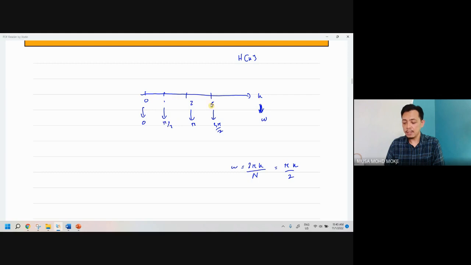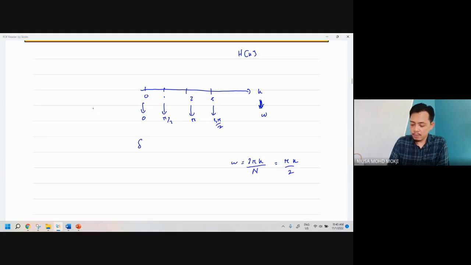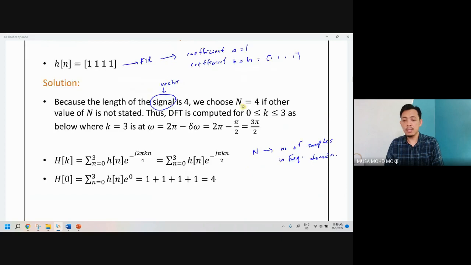But in terms of k, this is 0, 1, 2, and 3, because k is supposed to be an integer value. And then what is the delta omega? Delta omega is 2 pi over n, which is pi over 2. So you can see it here, this is the first frequency that we are going to look at, this is where the delta omega should be. So we're going to take a sample every pi over 2. That's why the first one is pi over 2, and then pi, and then 3 pi over 2. So that's what it means when we choose n equals 4.